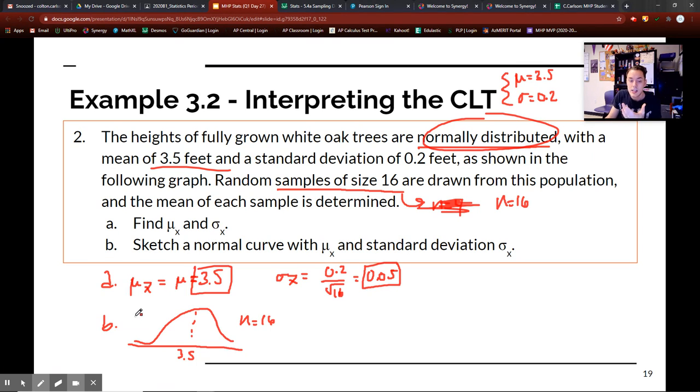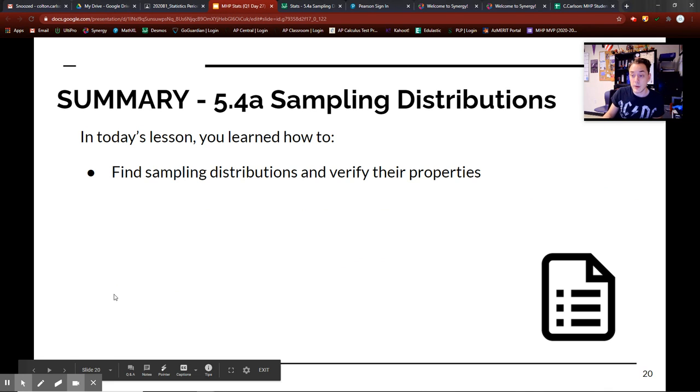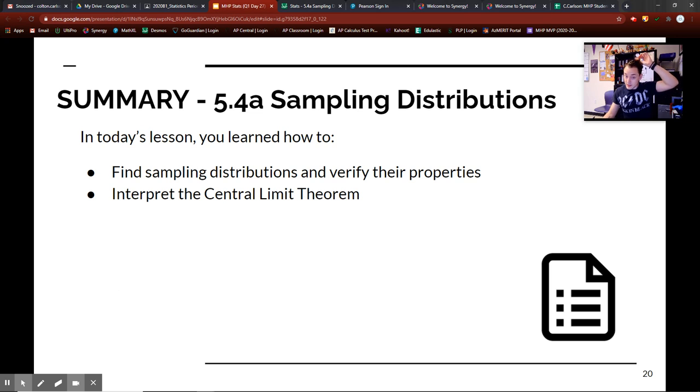Awesome. So that is basically sample distributions and how populations can relate to your samples. So if you take a sample distribution, let's erase this and get to the summary. If you take a sample distribution, you can verify its properties a number of ways, and then you can also interpret the central limit theorem using those properties, that the mean of your sample will equal your population mean if the sample size is increasingly high, like greater than 30, or if the population is already normally distributed, and then, of course, your sample will then be normally distributed.